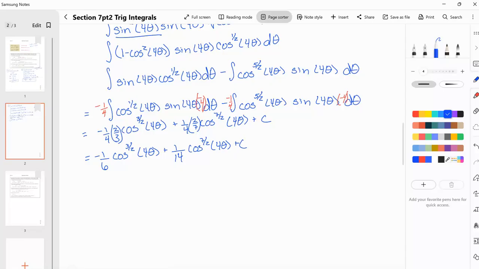So let's look at one more. What if we're integrating? Maybe this is a definite integral. Let's do one of those. 0 to pi over 2. This is going to be cosine to the 5th of x dx.